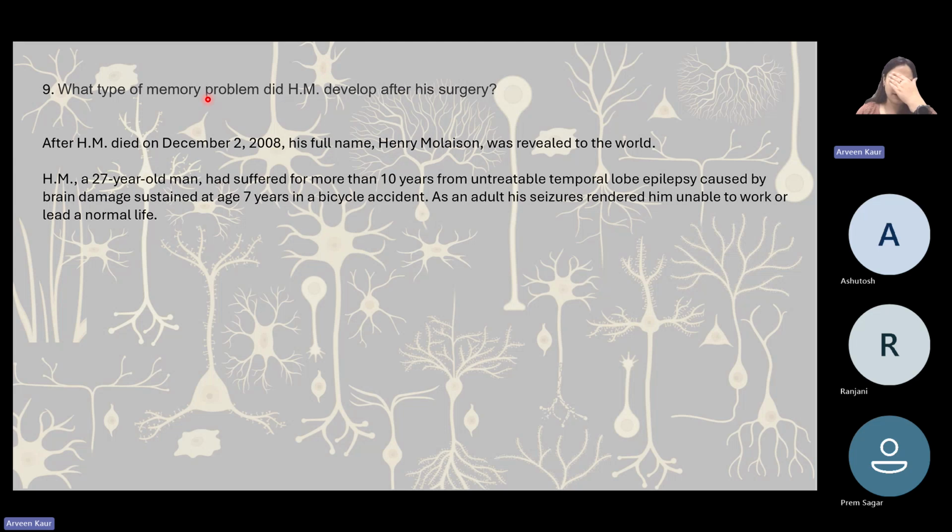So, let us understand or discuss in detail about this particular patient. So, after HM died on December 2, 2008, his full name was actually revealed. It was Henry Molaison, and HM was a 27-year-old man and had suffered for more than 10 years from untreatable temporal lobe epilepsy caused by brain damage sustained at age 7 in a bicycle accident. As an adult, his seizures rendered him unable to work or lead a normal life, right?